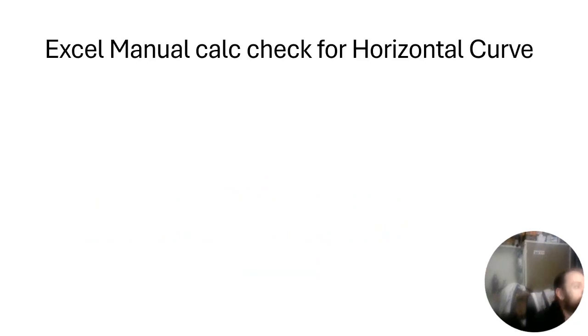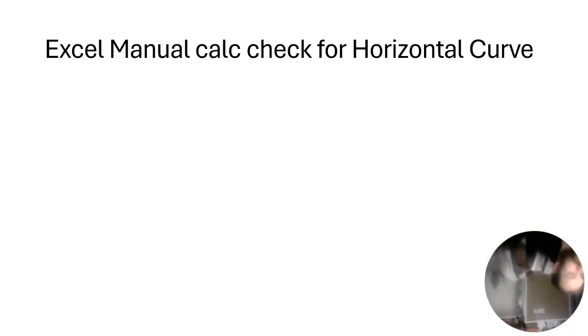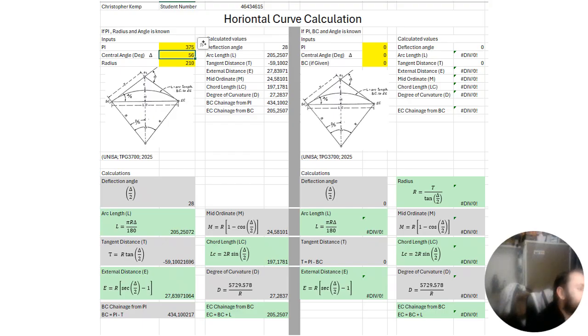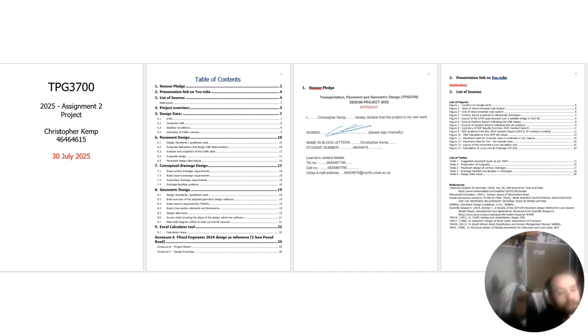Then I went to my report. First I went to the manual calculation check. I created an Excel document to do a quick check. Just inputted the calculations onto the Excel doc and wrote the formulas here on the side. There you go. There's my formulas to give us the thing. So all you basically need is your PI, your central angle, and your radius in this calculation. And in this calculation, if you've got your BC instead of your radius, then you can work everything out. And this was added into the report.